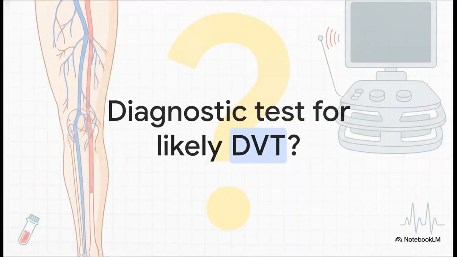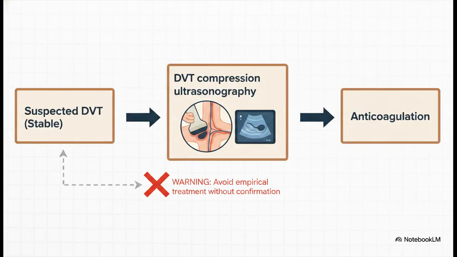Let's trace this back to the source. When evaluating the deep veins, which is where most pulmonary emboli start, what is your diagnostic test of choice for a patient with a moderate to high probability of a deep vein thrombosis? It's compression ultrasonography.